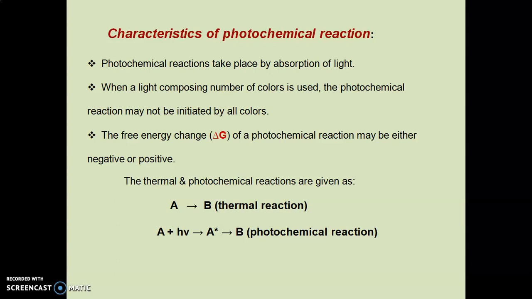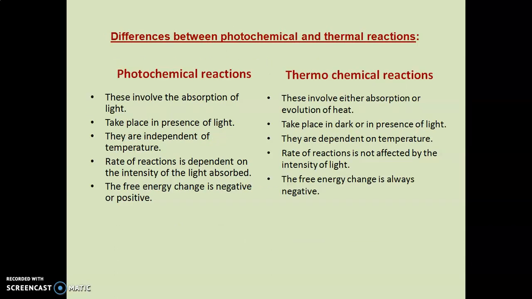We can depict the thermal and photochemical reactions as below. If we consider A as a reactant giving rise to the product B, then that is the thermal reaction. But in the case of a photochemical reaction, the reactant A absorbs a quantum of radiation, that is h nu, to form the activated species A star, which then gives rise to the product B.